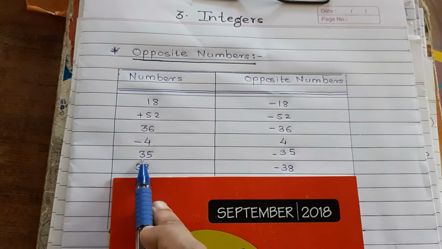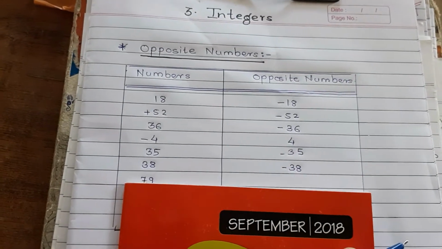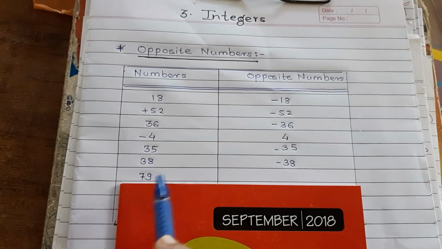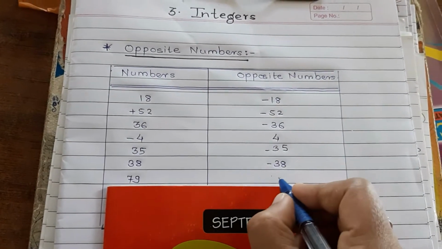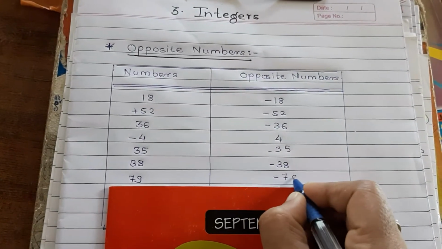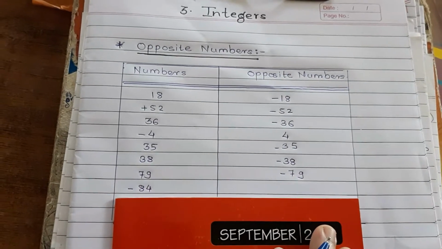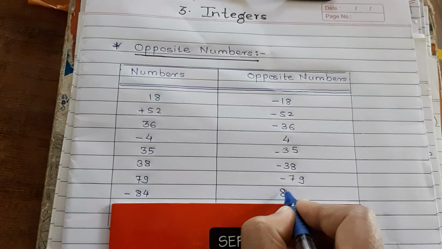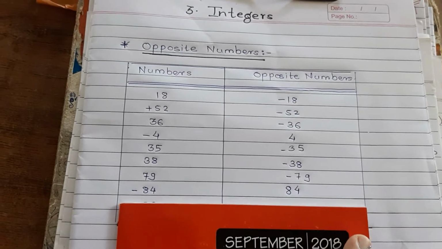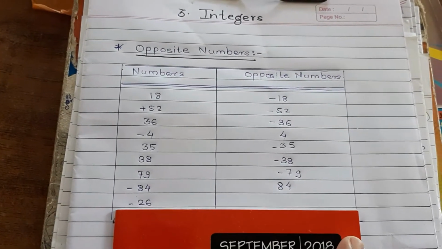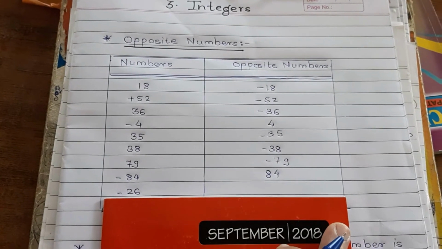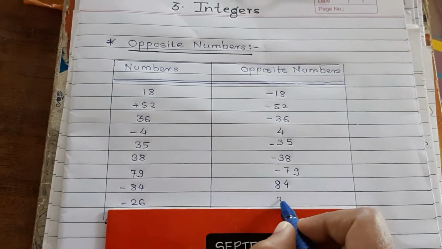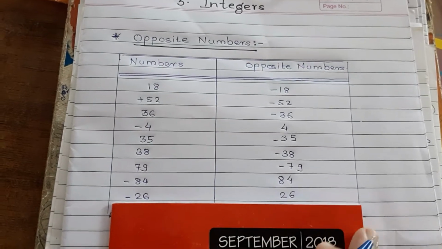38, what will be here? Yes, it is minus 38. 79, can you tell me the answer? Yes, it will be minus 79. For minus 84, can you tell me what will be the answer? Yes, it will be positive 84. If it is minus, you give plus, and if it is plus, you give minus. Now here it is minus 26. What will be the answer here? Yes, it will be positive 26.